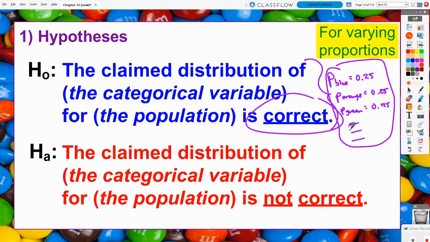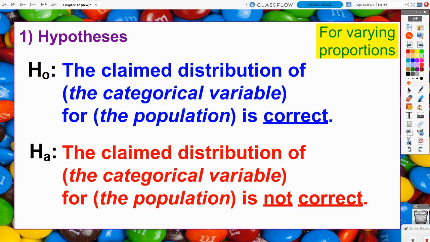Now, notice I said there at least one proportion, because it really could be that maybe blue is spot on, that we can't really reject blue not being 25%, but maybe the other colors are all off with each other. So when we say that they're not correct, what we're really saying is at least one of them is off, all right? Because if one of them is off, then there's a chance that maybe more of them will be off. But it doesn't mean that all of them will be off.